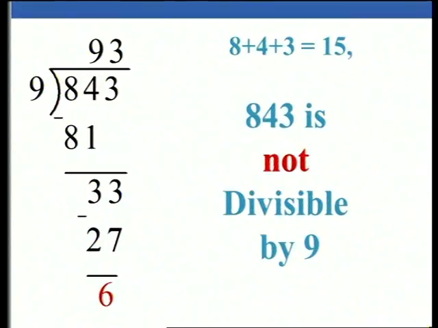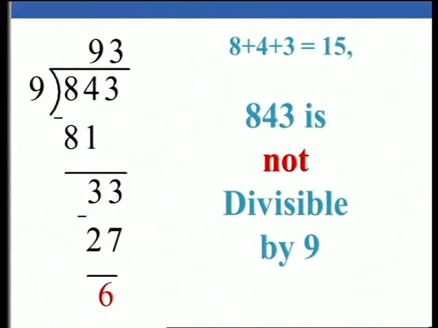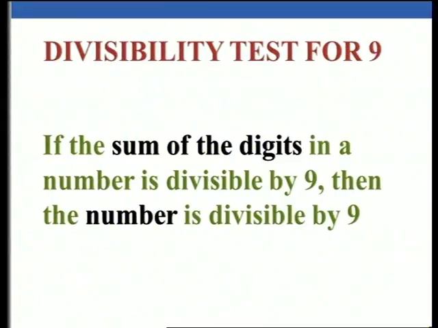Whereas let me take one more number, that is 843, in which the digits are added up: 8 plus 4 plus 3 is giving us 15. Now 15 is not divisible by 9. So you can have a look at the long division also: in 843 if I divide it by 9, I am going to get the quotient as 93, but the remainder here is 6, which is not 0. So I can clearly say that 843 is not divisible by 9. In short, if the sum of the digits in a number is divisible by 9, then the number is divisible by 9.